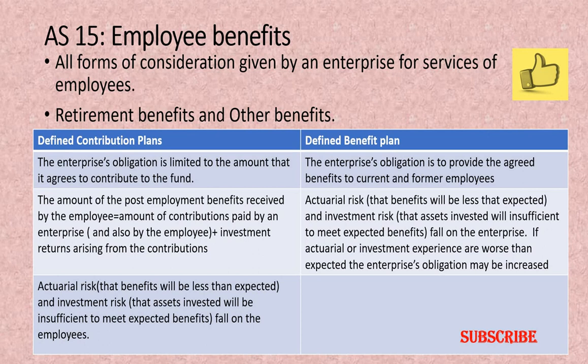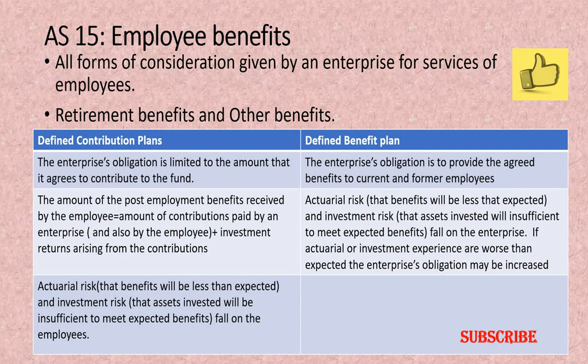Then, in the case where the amount of post-employment benefits received by the employee equals the amount of contribution paid by the society and also by the employee, plus investment return arising from the contribution. Suppose, for example, both employee and society contribute towards a common fund called the Employees Provident Fund; both their contributions plus the interest earned on such contributions will be taken into consideration.